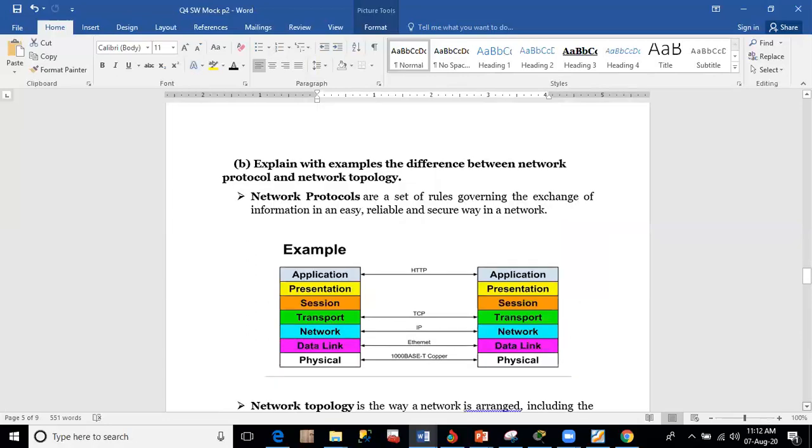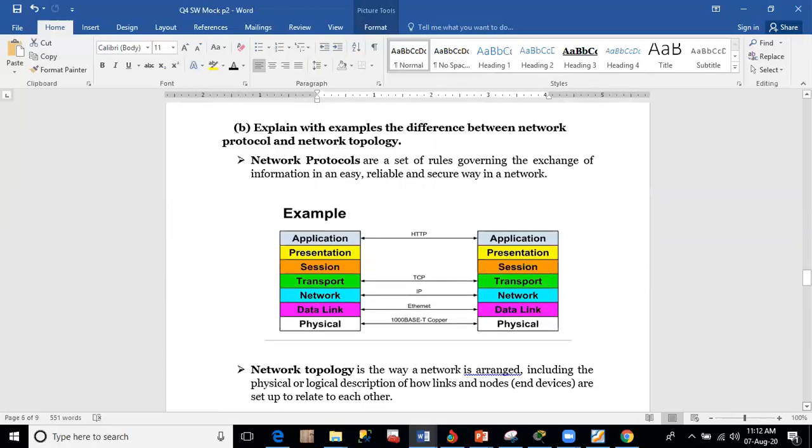B, explain with examples the difference between network protocol and network topology.